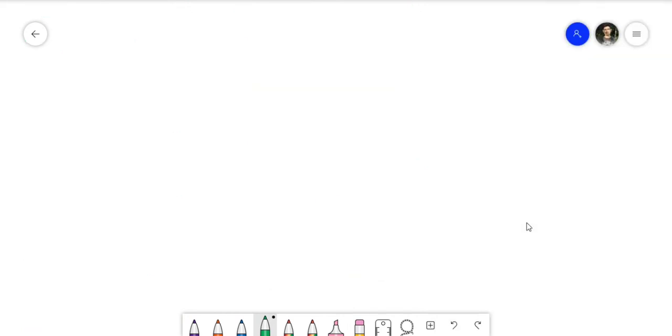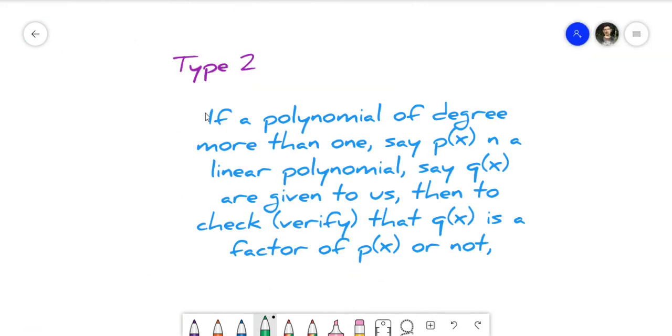let me clear this. Type 2. टाइप 2 में क्या कहता है, like if a polynomial of degree more than 1, एक से ज्यादा डिग्री होता है, say p of x and the linear polynomial say q of x are given to us, then check, verify, whether q of x is a factor of p of x or not. हमें ये करना पड़ता है.